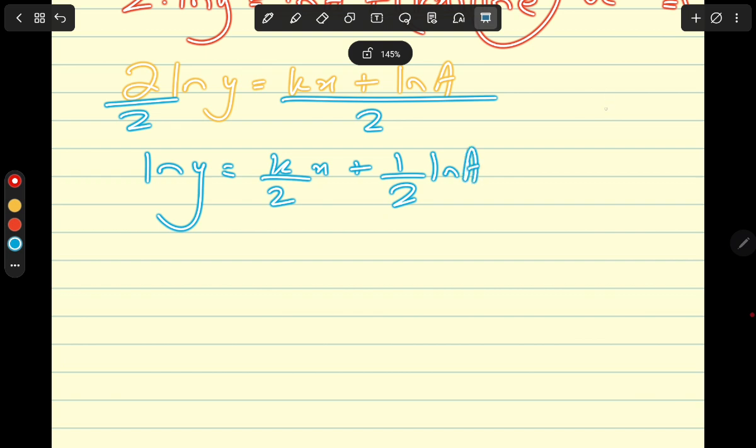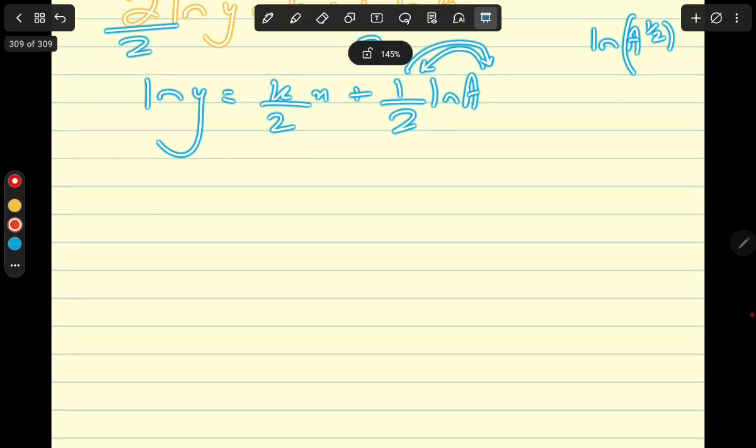Now notice something, this half ln a can also be written as ln a to the power of half, right? Which is one and the same thing. If you can bring the power down, you can also take the coefficient back as a power of the argument of the logarithm. Okay. But we are not doing that. There is no need to.